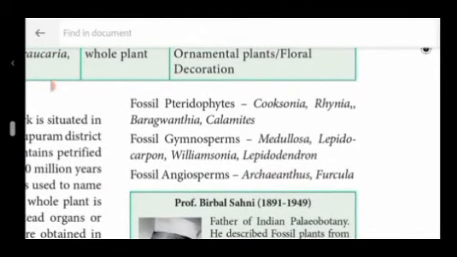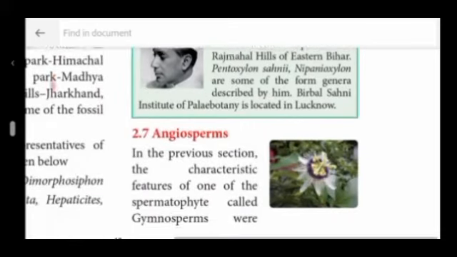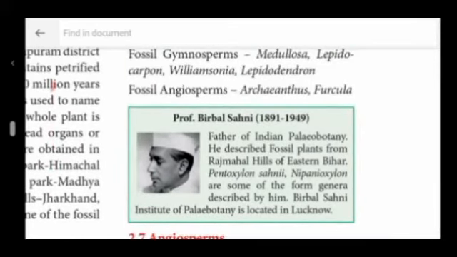The fossil pteridophytes are Cooksonia, Rhynia, Baragwanathia, Calamites. Fossil gymnosperms are Medullosa, Lepidocarpon, Williamsonia, Lepidodendron. Fossil angiosperms are Archaeanthus, Furcula, some of the fossil angiosperms.